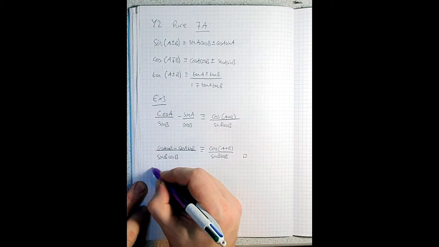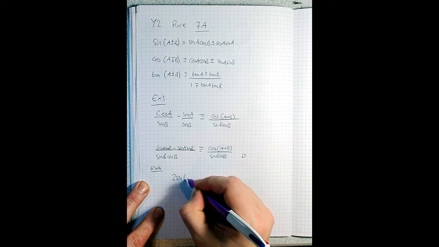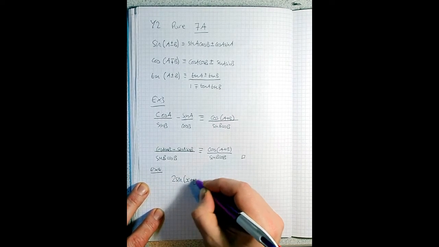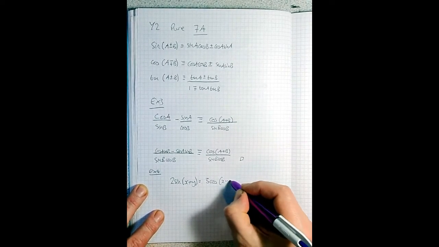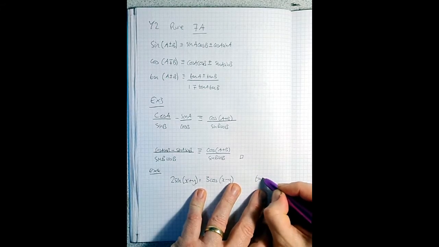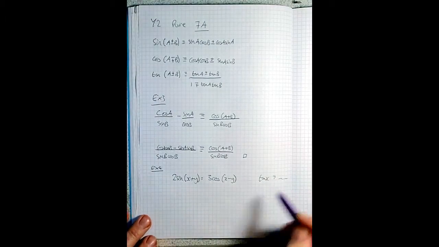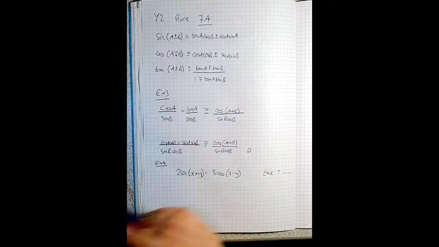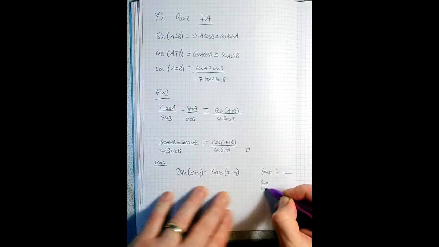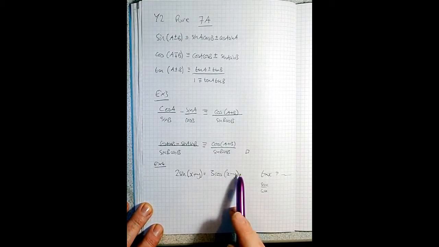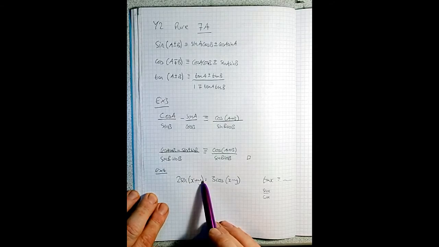Example 4 is a little bit more interesting. 2 sine of x plus y equals 3 cos of x minus y. It wants tan x to be some function of tan y. So clearly I'm going to try to get sine x over cos x, because that's equal to tan x. And to do that, I'm going to have to expand these brackets. Now, it's not actually expanding brackets, is it? This is not a multiplier.